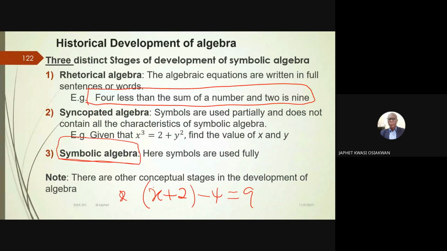There is a second one after the rhetorical, after the word one, we have the syncopated algebra. It's also there before ours. The syncopated example is what I gave you. My friend was asking, can we have a different way of working it? It is not fully symbolic like what we have today. So if you want to work that, there are so many tactics that you have to use, so many assumptions that you have to consider before you can get the answers.